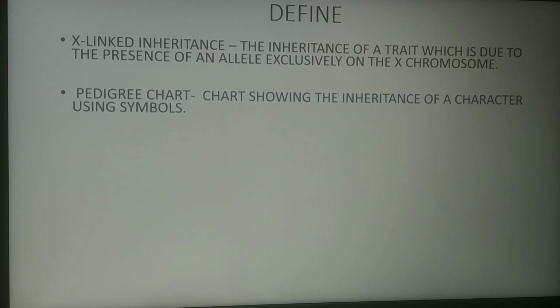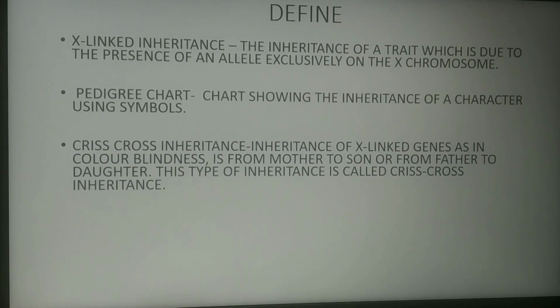Pedigree chart is a chart showing the inheritance of a character using symbols. I shall discuss the pedigree chart at the end of this video. Criss-cross inheritance is the inheritance of X-linked genes as in color blindness, from mother to son or from father to daughter.